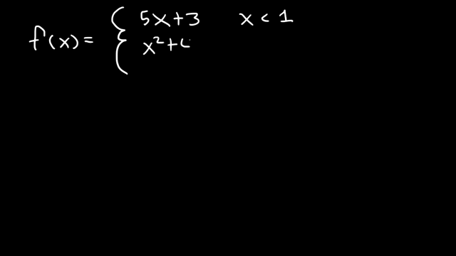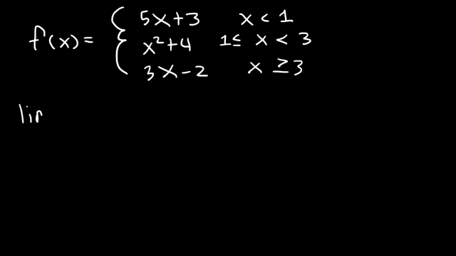Consider the following piecewise function. So f of x is equal to 5x plus 3 whenever x is less than 1, and is equal to x squared plus 4 when x is equal to or greater than 1 but less than 3. And the function is equal to 3x minus 2 when x is equal to or greater than 3. So with this information, evaluate the following. What is the limit as x approaches 1?